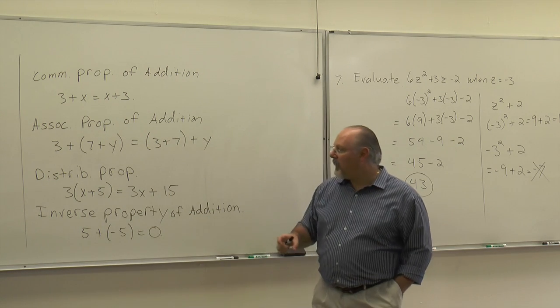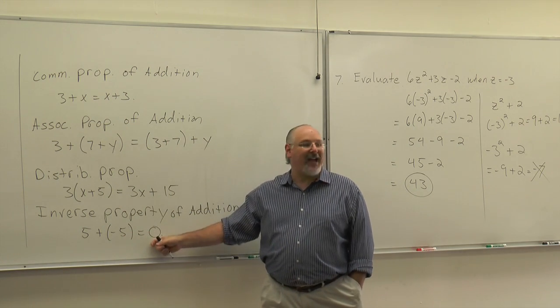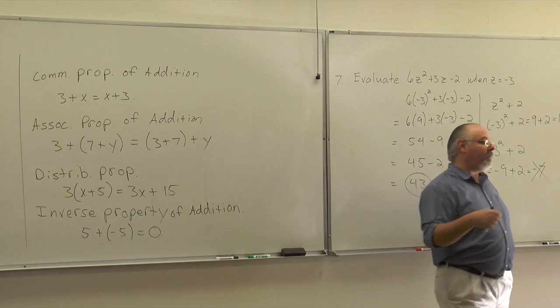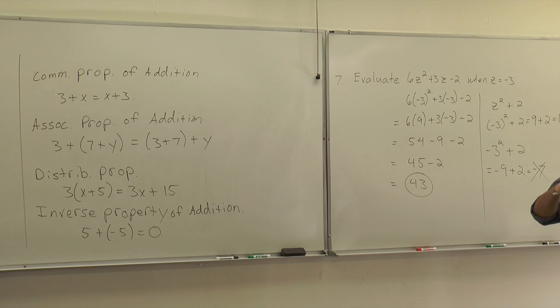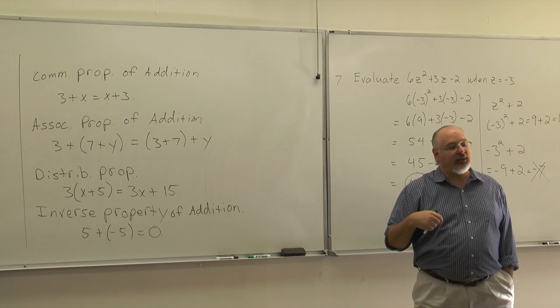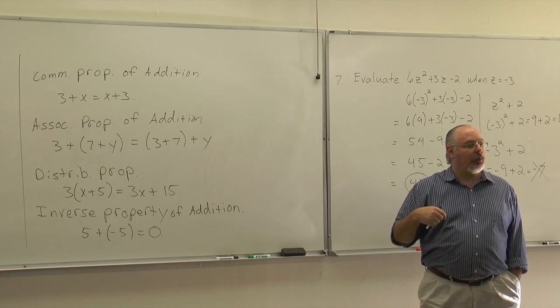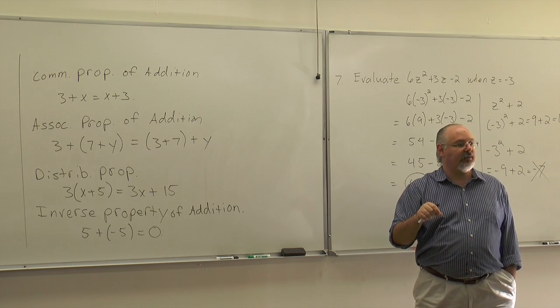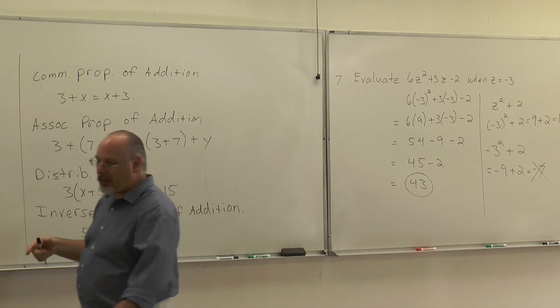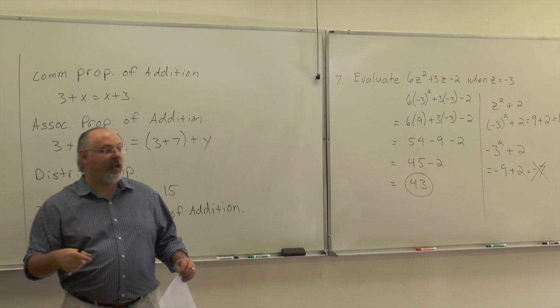The inverse property is what do you do to get the identity? And the identity for addition is 0, right? The identity is what you do so that nothing changes. In multiplication, the identity is what? What do you multiply by when nothing changes? 1. So the multiplicative inverse is what do you multiply to get 1? And that is the reciprocal.